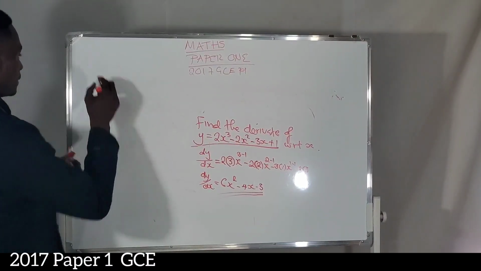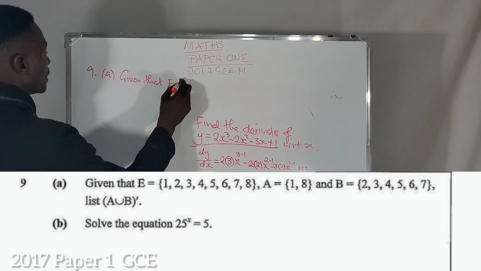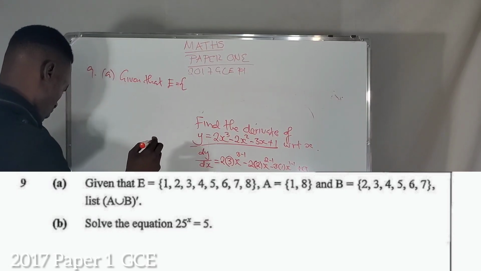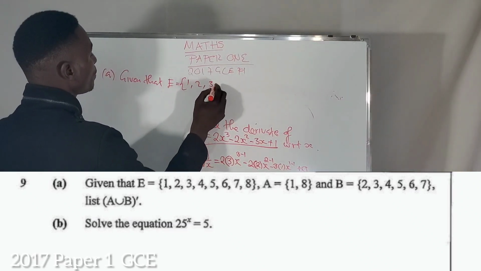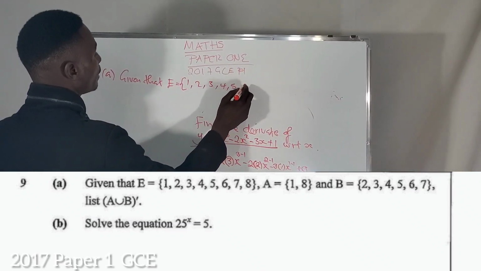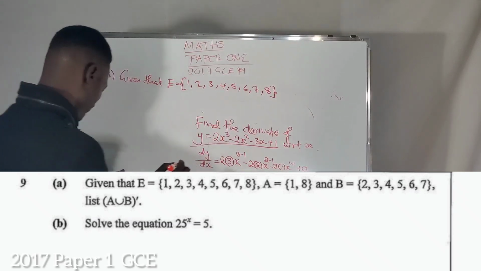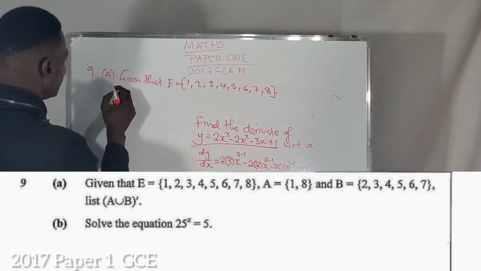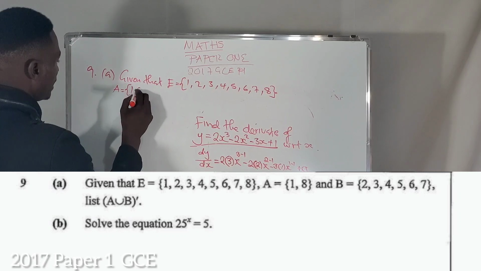So question 9. Question 9a, given that the universal set, we have 1, 2, 3, 4, 5, 6, 7, 8. So 1 to 8. All right. Then from this set, you come up with set A, which consists of 1 and 8.